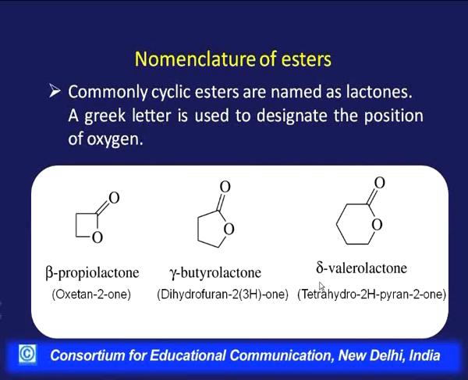And this is named delta valerolactone, that is a 5 carbon acid, with linkage of oxygen through the delta carbon. In the IUPAC system it is considered a derivative of a 6-membered heterocyclic compound containing oxygen, which is named pyran, and it is named tetrahydro-2H-pyran-2-one.